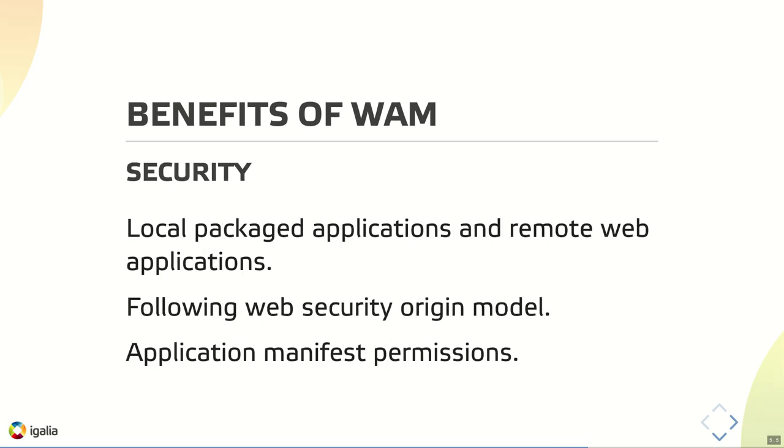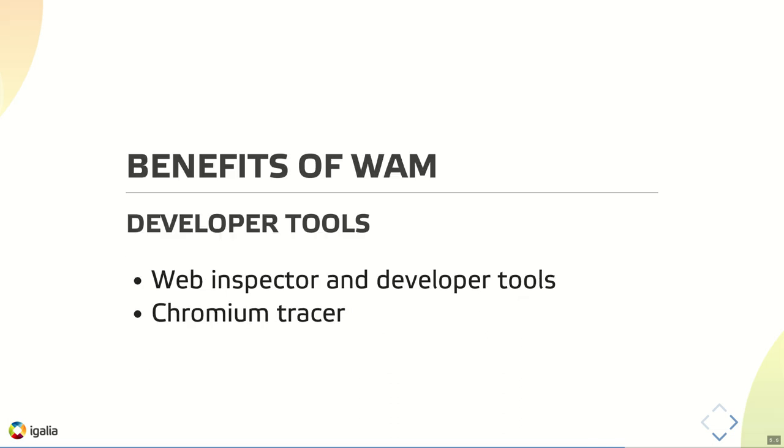WAM handles security following the web platform security model, using security origins as independent isolated contexts. It extends it so the local web applications live in independent contexts too. On top of that, the application manifest specifies if an application is trusted or not, as well as some permissions, such as access to audio or video recording. WAM also provides the same tools available in Chromium for content and engine developers, including Chromium Tracer or the developer tools, including WAM Inspector.